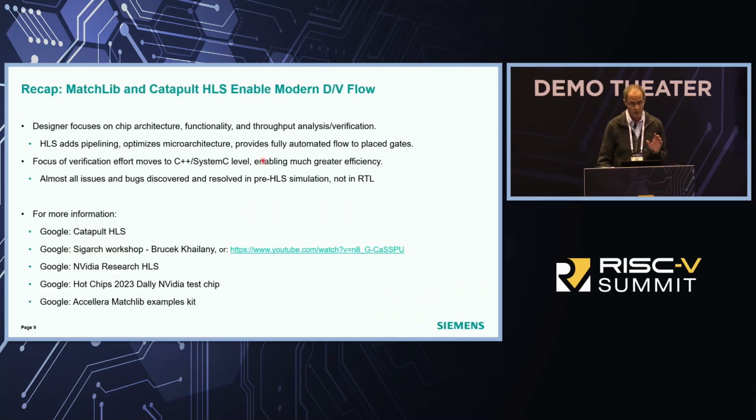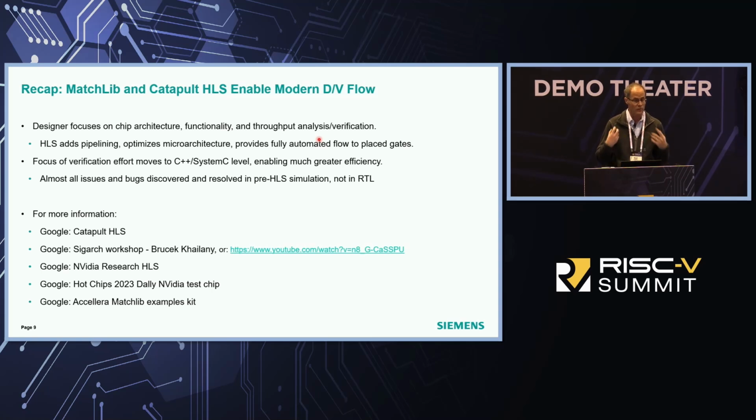I will note that NVIDIA is still using this methodology, and I'll provide some pointers to some more recent results with this methodology. But just to summarize here, the idea here is that Matchlib and Catapult HLS enable a fully modern design and verification flow where the designer is able to focus primarily on the chip architecture and functionality and throughput analysis and verification. Doesn't need to worry about all the details that he would normally need to worry about if we were doing this type of design at the RTL level.